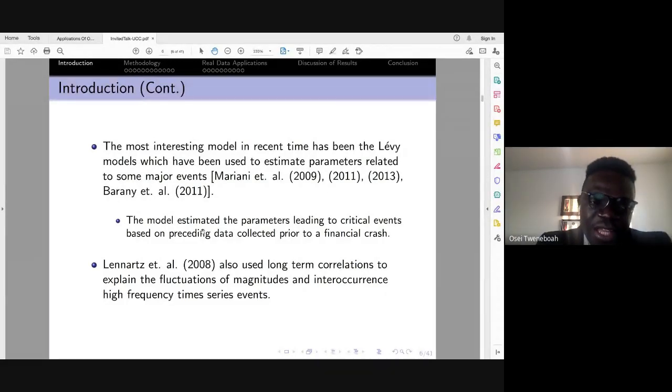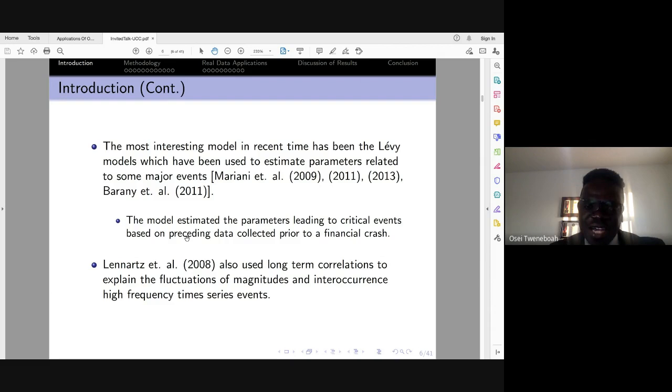And the Levy model, which was developed by Mantegna et al. and Bouchaud, they modeled critical events. And here, what do I mean by critical events? Critical events are events that have a high catastrophic impact on people. So basically, we could have several critical events. One of them could be a financial crash.